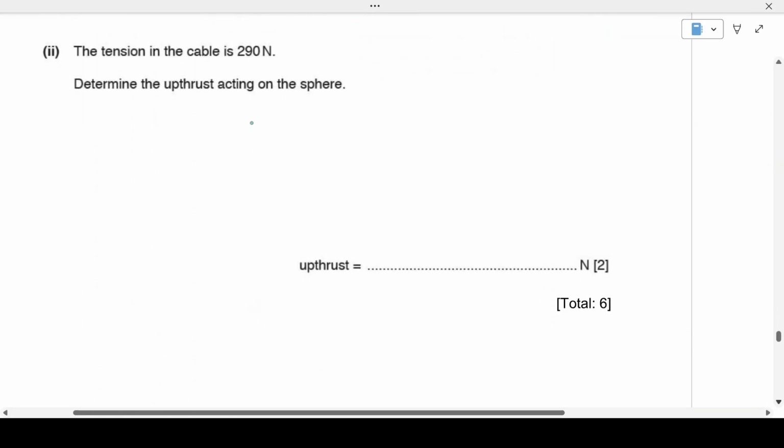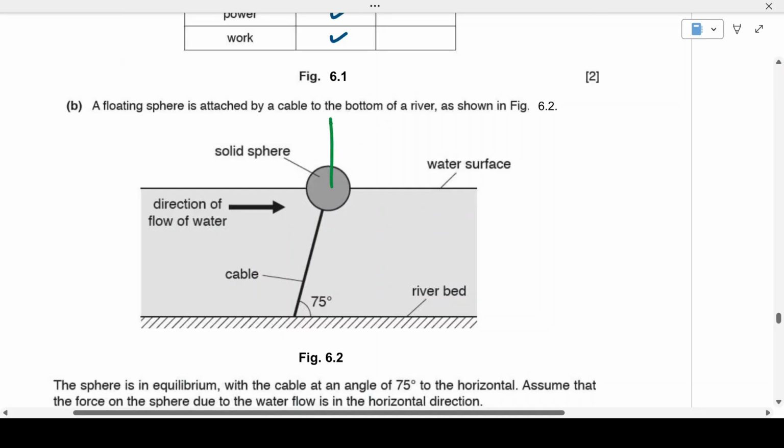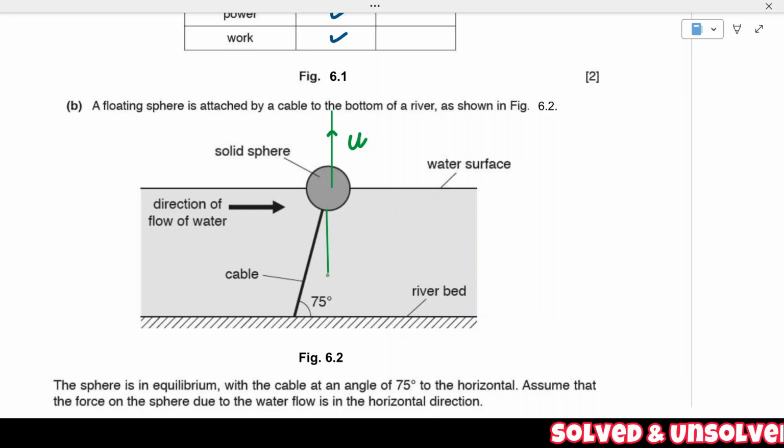The tension in the cable is 290. Determine the upthrust acting on the sphere. So tension is given and you need to find the upthrust. Upthrust is always vertically upward. So you need to find this force, the upthrust. But we don't have the value of the force vertically downward.